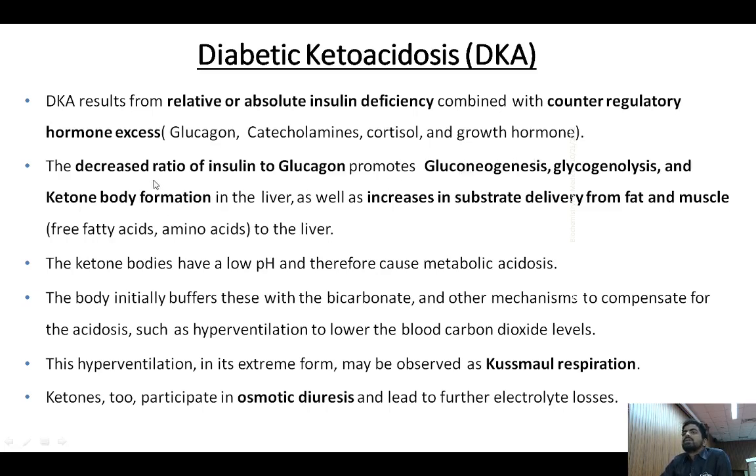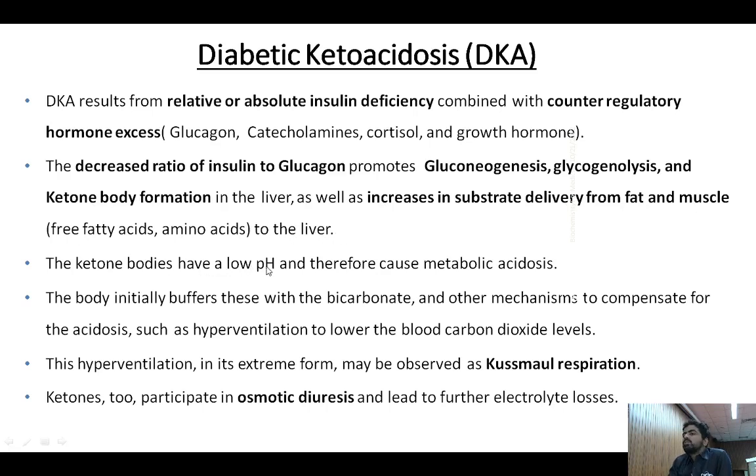How? If insulin is low and glucagon is high, more and more gluconeogenesis happens, more and more glucose is forming, leading to high blood sugar. Glycogenolysis is also happening, stored glycogen is breaking down, forming more glucose, leading to high blood sugar. Ketone body formation is happening in the liver by the breakdown of fatty acid, as well as an increase in substrate delivery from fat and muscle. So more and more free fatty acid comes from fat and muscle to the liver.